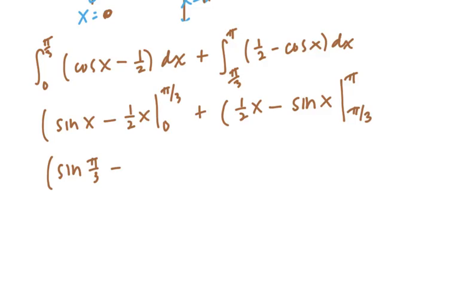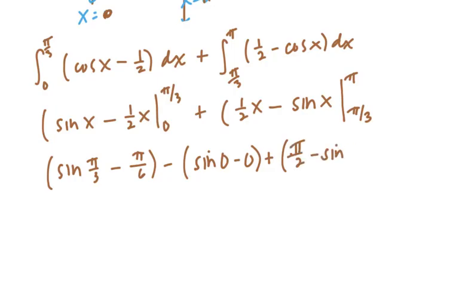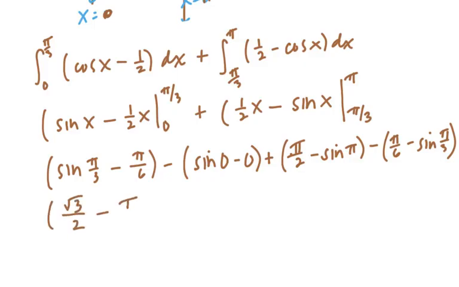So sine of pi over 3 minus 1/2 times pi over 3 gives me pi over 6, minus sine of 0 minus 0, plus 1/2 times pi is pi over 2, minus sine of pi, minus 1/2 times pi over 3 is pi over 6, minus sine of pi over 3. So here we have the square root of 3 over 2 minus pi over 6. The sine of pi over 3 is the square root of 3 over 2. Minus 0 plus 0.